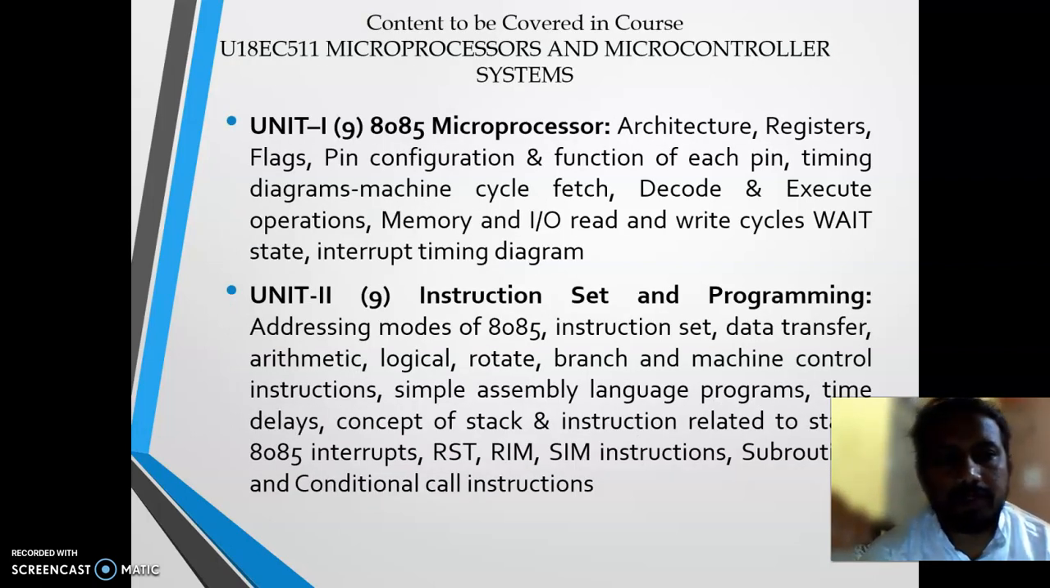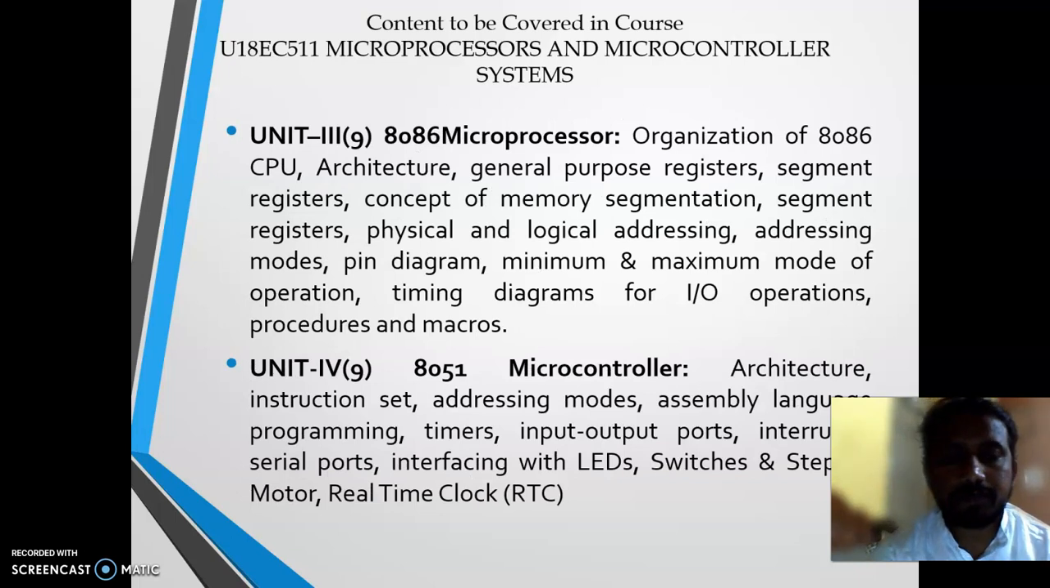So first of all, these are the contents in the course of electronics and communication, microprocessor and microcontroller systems. The first unit covers the 8086 microprocessor and 8085 microprocessor: the architecture, the pin configuration, the memory read and memory write cycle, and how the fetching operation of each instruction would be executed. Then the second unit discusses the programming concept. To develop programs, what instructions you need to learn would be discussed in Unit 2.